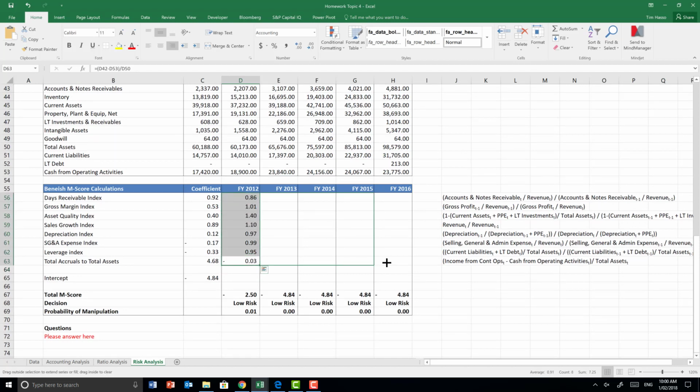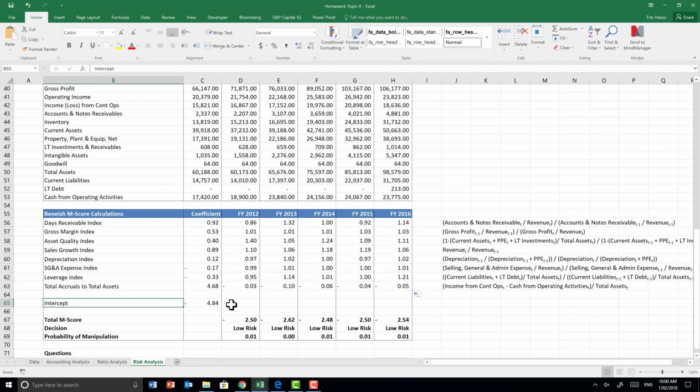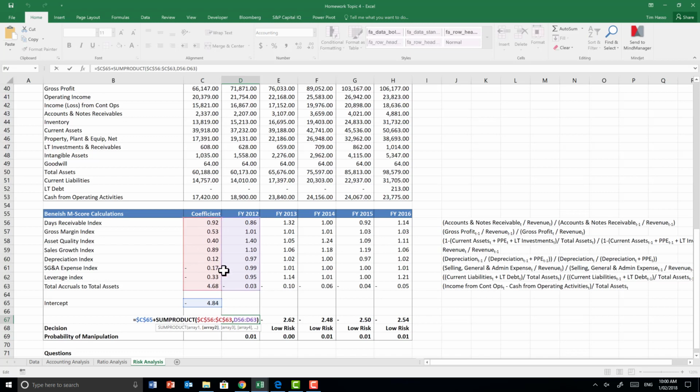Again, it's complex. I know it's not easy, and you probably made a few mistakes, but once you're done, you essentially just drag it to the right. And what you need to do then is basically look at the total M-score. In this case, the total M-score is equal to, again, the coefficients multiplied by all the variables plus the intercept at the beginning. So again, C65 is the intercept, and then we have the coefficient column multiplied by the variable column. So it's essentially an equation estimation here.